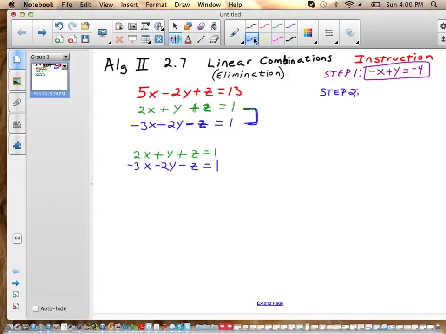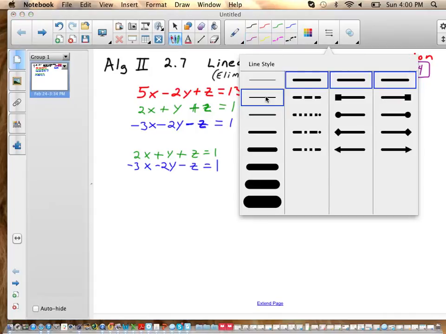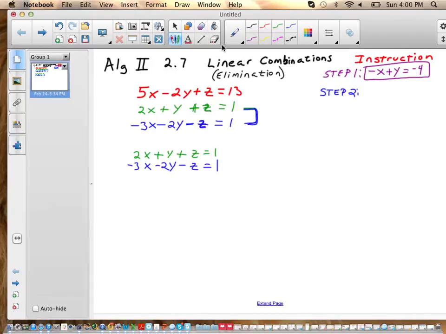And so now that I have them where they need to be, I'm going to go ahead and solve them out. I'm going to say, okay, well, 2x and -3x is going to give me -x. And then my plus y and my -2y, that's going to land me on -y. And then plus z and -z, these are going to cancel each other out. So then I'm left with nothing but equals 1 plus 1, so that equals 2.